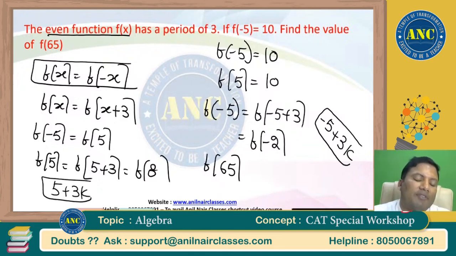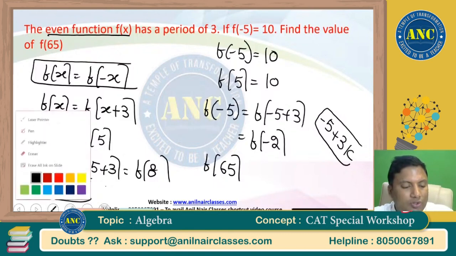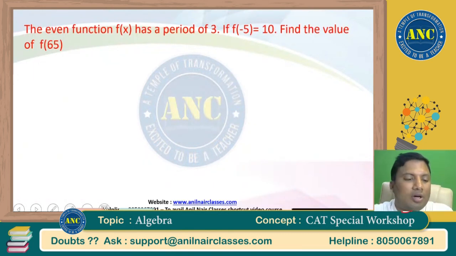Let me take f of 65. 65 is nothing but 5 13s are 65. So directly if you are keeping f of 5 plus 3k, f of minus 5 it is 10, f of minus 5 it is nothing but f of 5, f of minus 2. So let us see where we are going wrong. F of minus 5, it is nothing but 10.